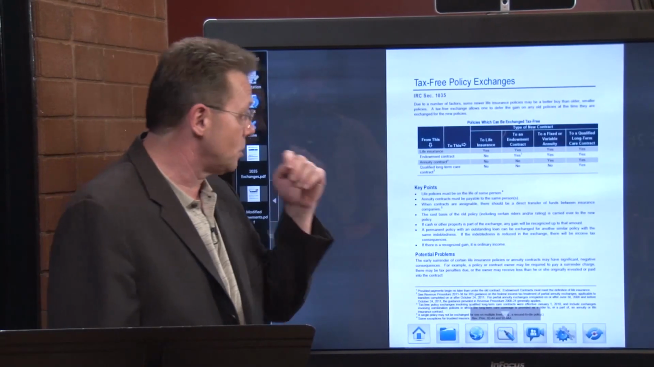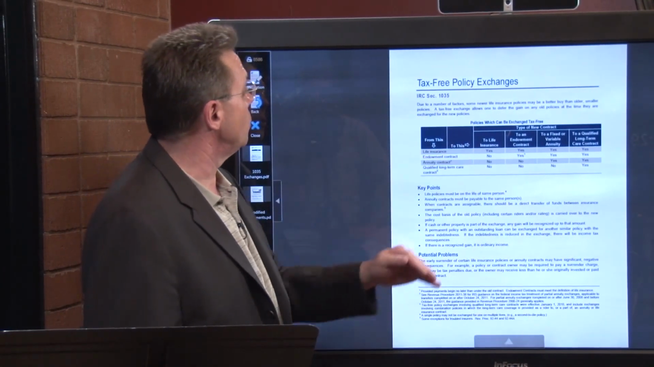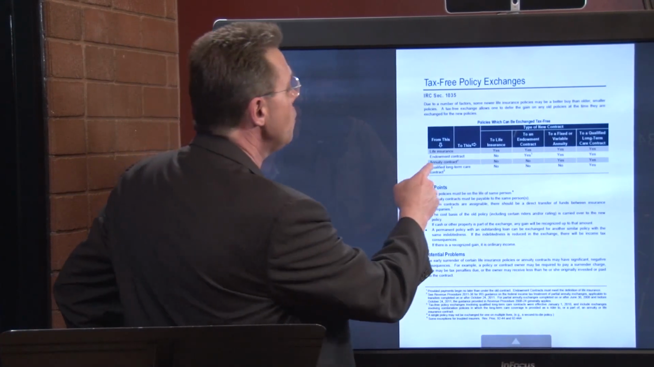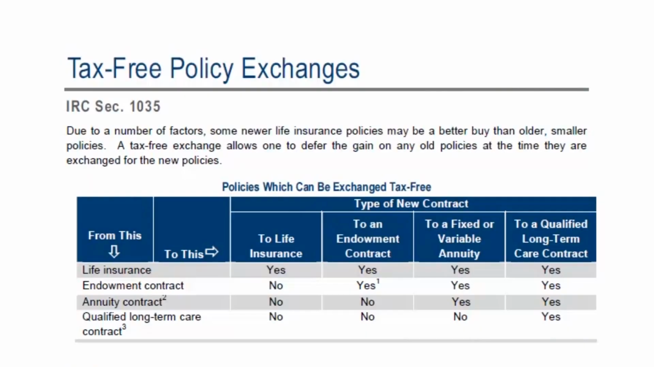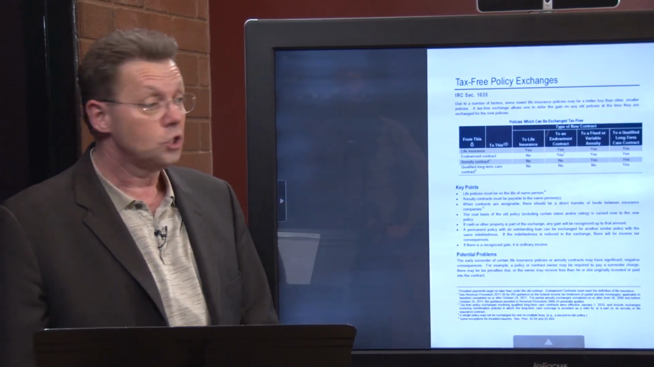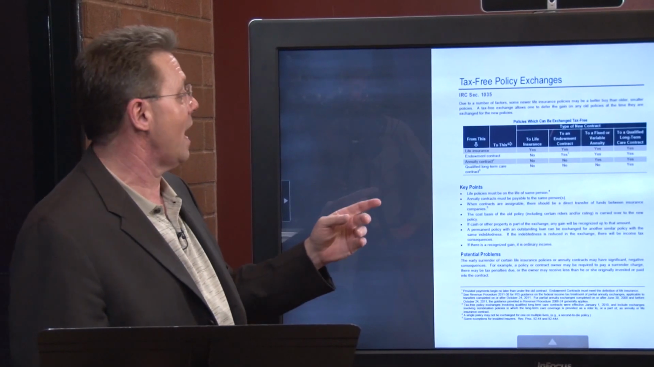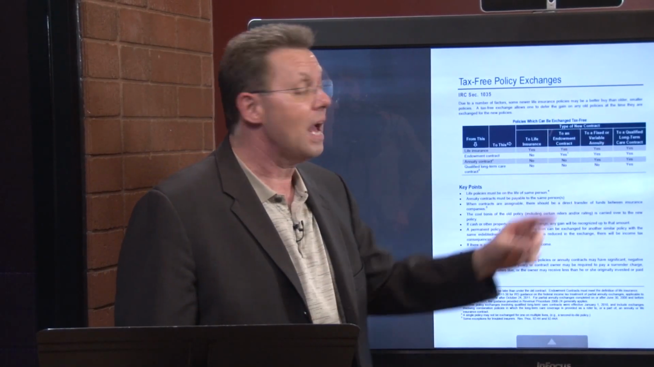Now, our 1035 exchange tells what we can exchange to. Interesting to note, and this is a big one if you're just coming into our business: if you exchange from a life insurance policy into a life insurance policy, you can 1035 that, and that's okay. You can even take a life insurance policy and exchange it into a fixed or variable annuity. That's okay. You can even 1035 a life insurance policy into a qualified long-term care contract. Wow. So all these, and the word qualified, and someday if we have time when we do our LTC, we'll talk about that. You can exchange those into that, and I think that's a huge issue.